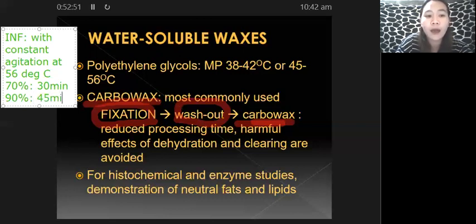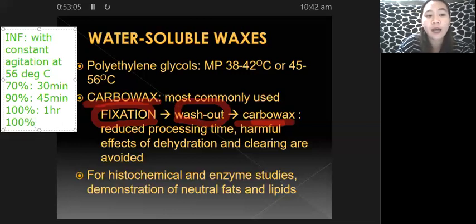And how long? We have 45 minutes. Okay, and then followed by 2 changes of 100% Carbowax. How long? We have 1 hour. Okay, so I mentioned 2 changes. So another, that means you make use of another 100% Carbowax for another 1 hour.